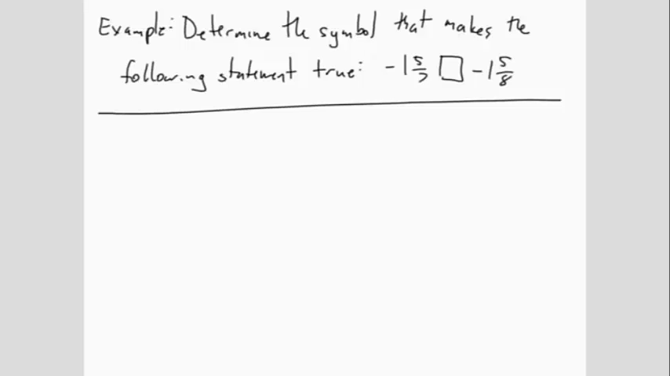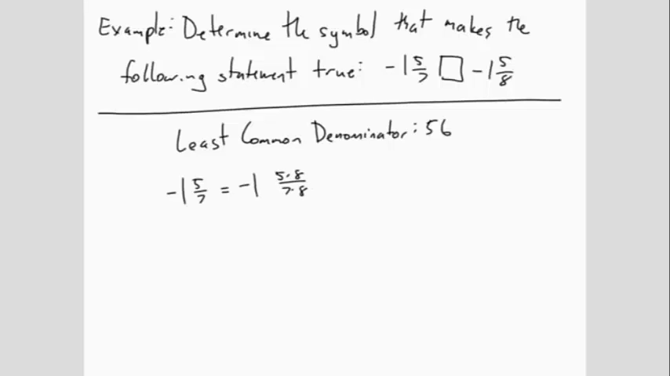We can rewrite the fraction part of a mixed number without changing the integer part. The least common denominator of these fractions is 56. To rewrite -1 and 5/7 with the denominator of 56, we need to multiply top and bottom of the fraction by 8. And that gives us -1 and 40/56. For the fraction -1 and 5/8, we need to multiply top and bottom by 7. This gives -1 and 35/56.